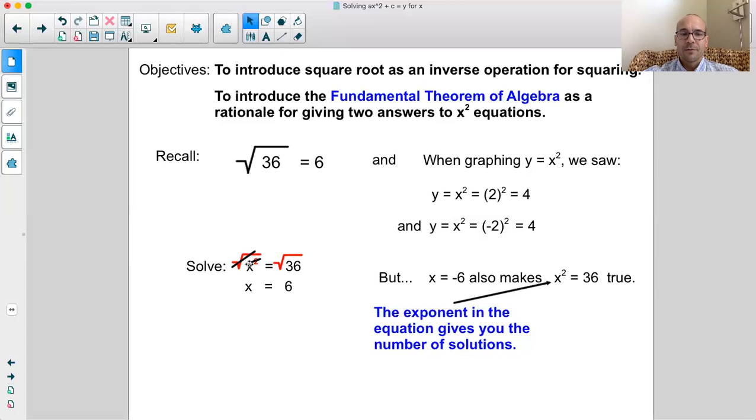So if we're on our toes and we're looking to solve x squared equals 36, and you have in the back of your mind the fundamental theorem of algebra, you think, I'm going to find 2 answers. And if you do just find x equals 6, you think, wait a second, I was supposed to find 2 answers.